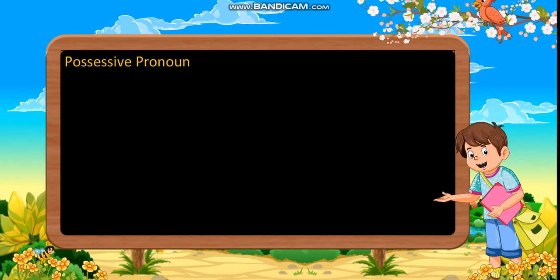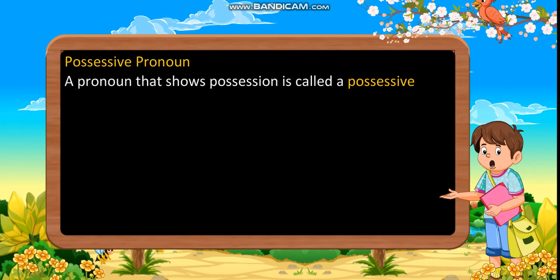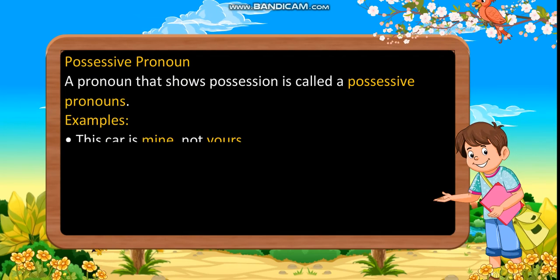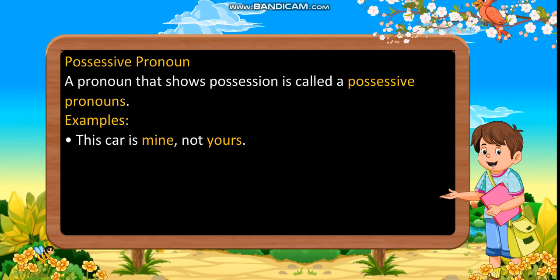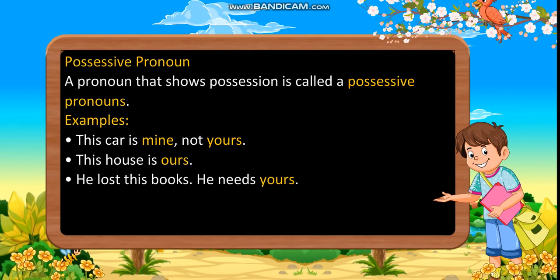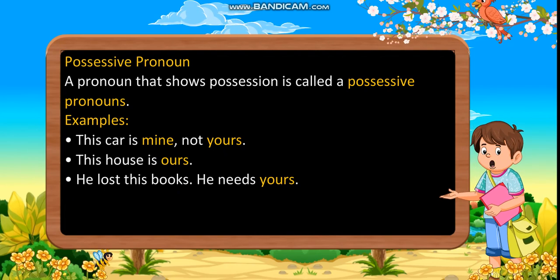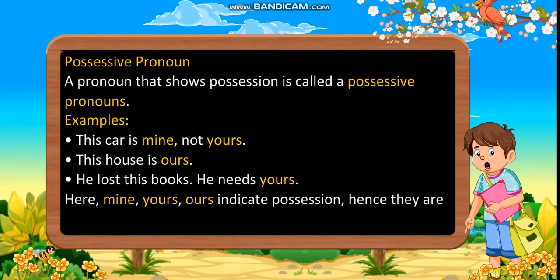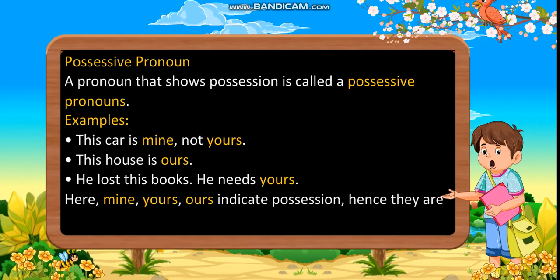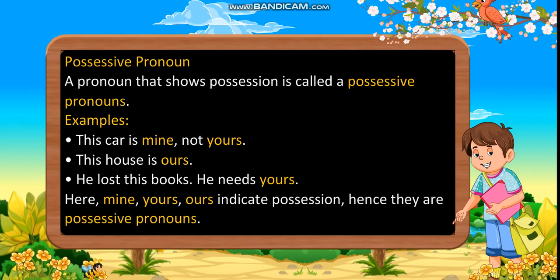Possessive pronoun. A pronoun that shows possession is called a possessive pronoun. Examples: This car is mine, not yours. This house is ours. He lost his books. He needs yours. Here, mine, yours, ours indicate possession, hence they are possessive pronouns.